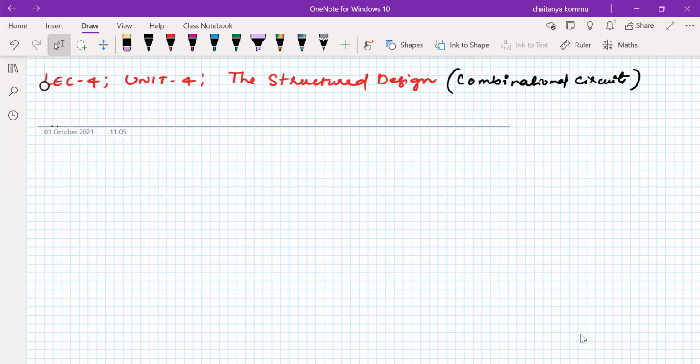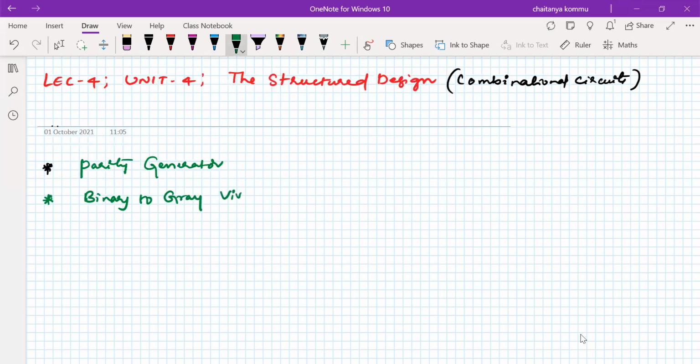Okay. Some of the combinational circuits, let us look at here, which are able to be implemented in VLSI design. One is Parity Generator. The second one we look at is binary to gray, and gray to binary.